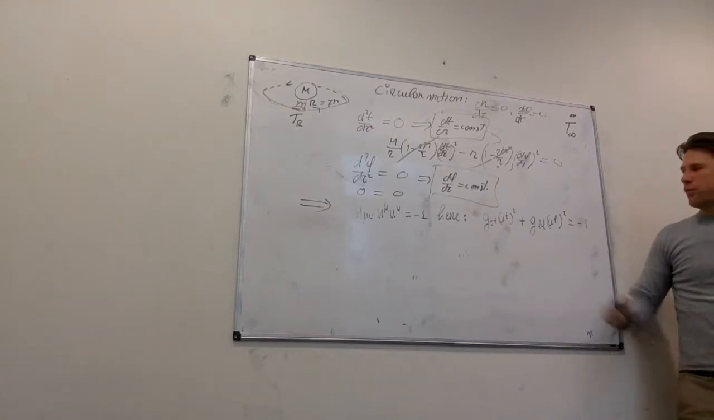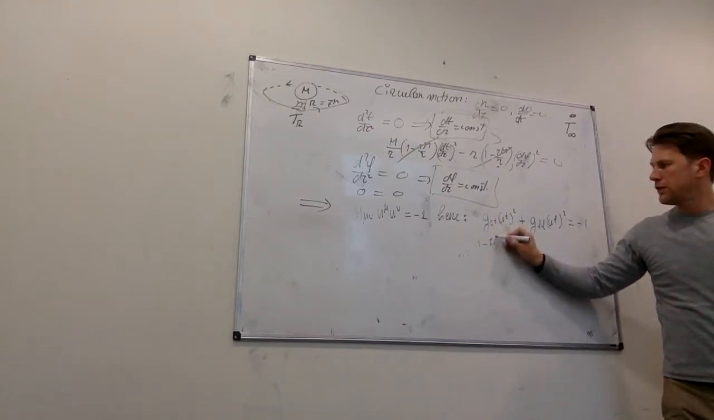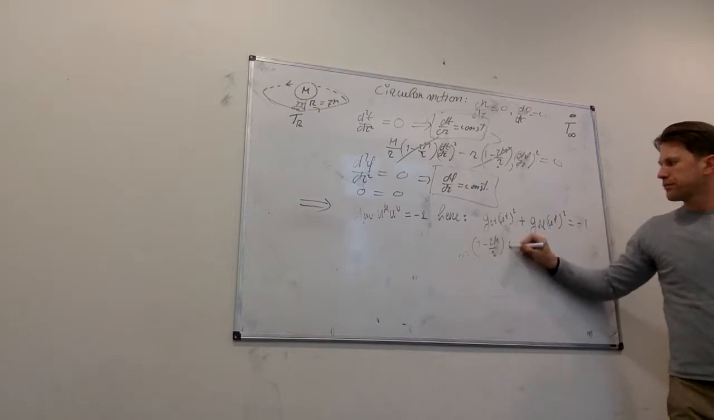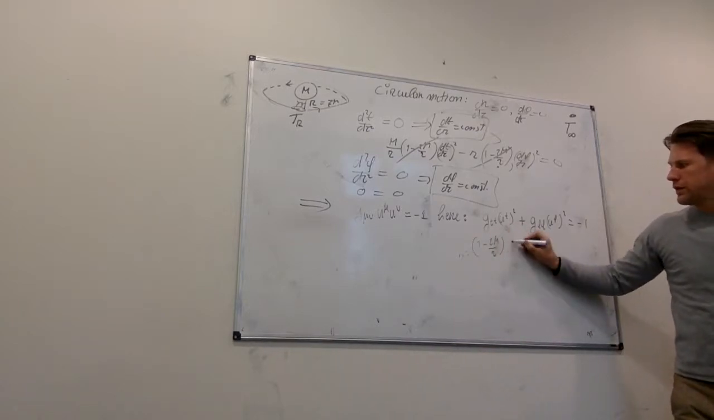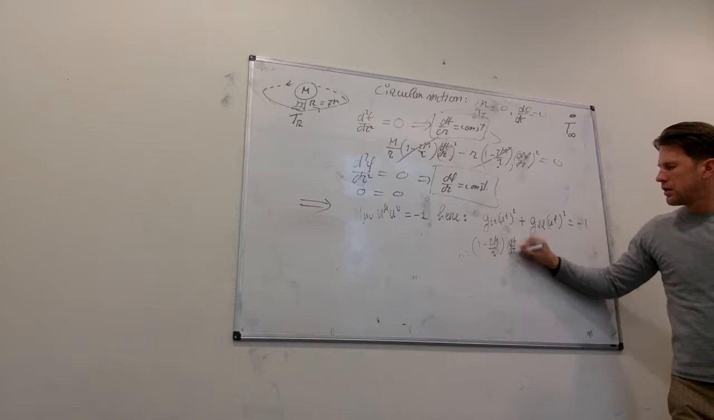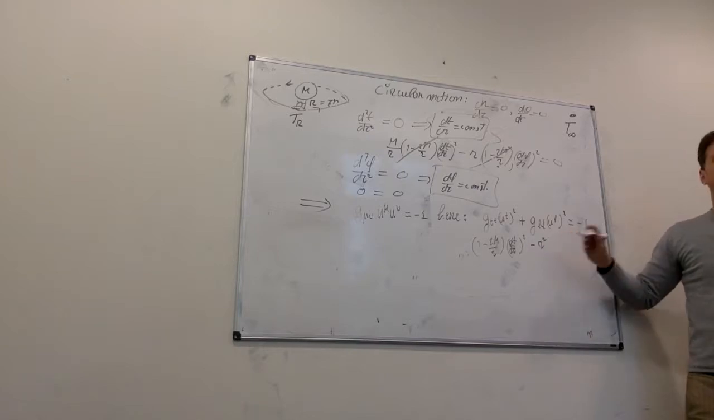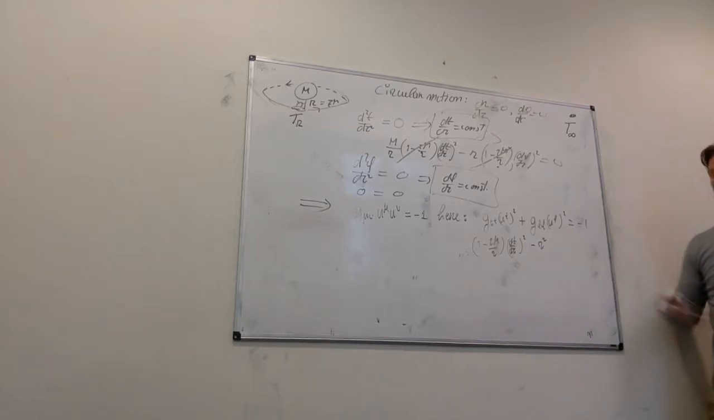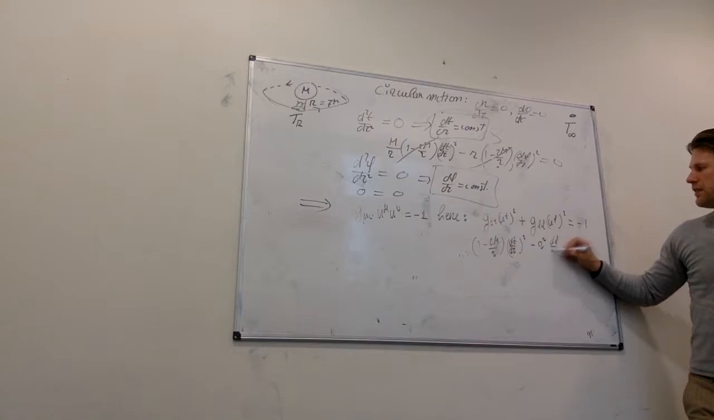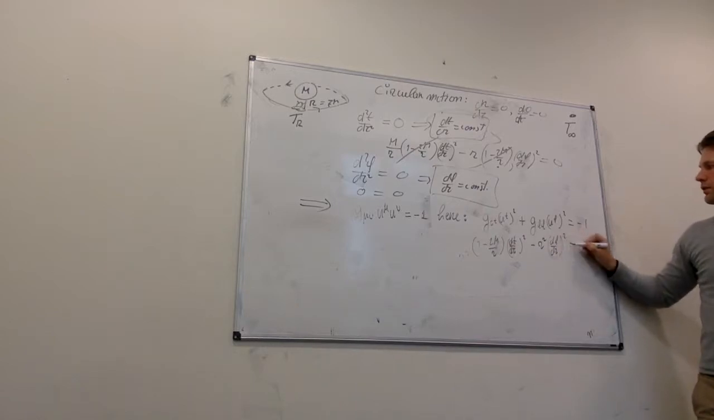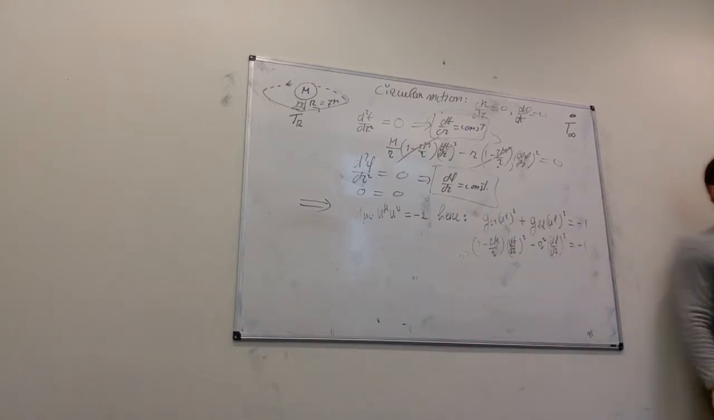g_tt, we know this one: 1 minus 2m over r, times (u^t) squared, (dt/dτ) squared. If I'm not mistaken, this is minus r squared, and a sine theta, but theta is pi over 2, (dφ/dτ) squared, equals minus 1. So again, an important lesson: when you solve the geodesic equation, you still have to put in by hand the normalization of forward velocity.